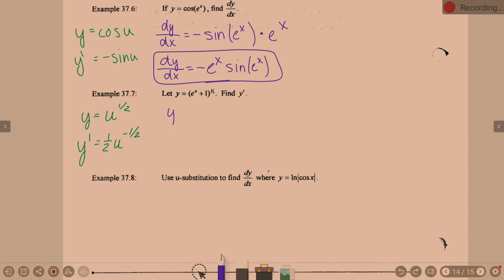So they actually asked for y prime here. We're doing the derivative of e to the x plus 1 raised to the 1/2. Derivative of the outside, so 1/2, still e to the x plus 1 raised to the negative 1/2, times the derivative of the inside. The derivative of e to the x plus 1 is e to the x.